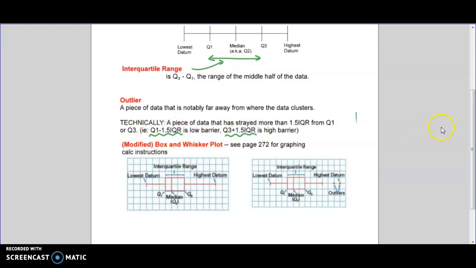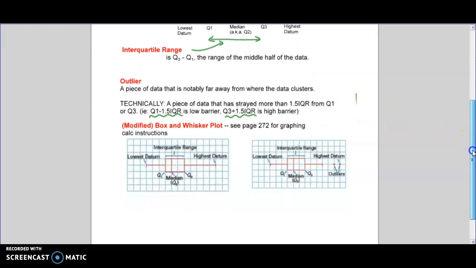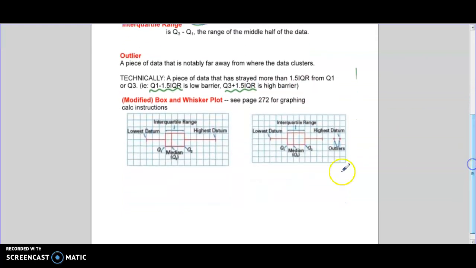Okay. A way to show this information graphically is what's called a box and whisker plot. You can go to your textbook. It says see page 272 for graphing instructions, but the pages in and around 272 as well will show you how to graph box and whisker plots. Basically, you have a number line and you draw a rectangle. The lower end of your rectangle is a vertical line at Q1. The higher end of your rectangle is a vertical line at Q3. So you draw your vertical lines at Q1 and Q3, make that into a rectangle, and then your Q2, which is your median, you draw within your rectangle wherever it fits.